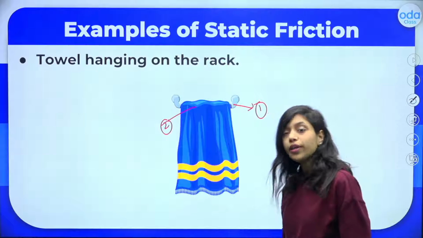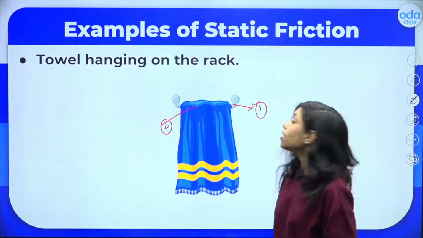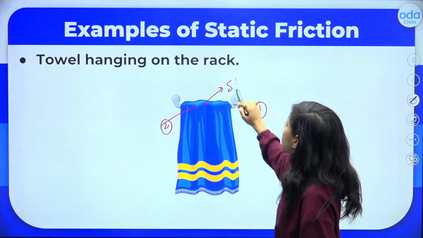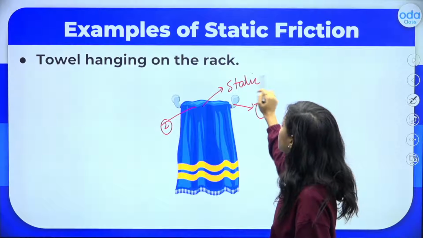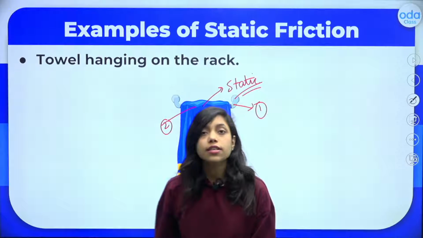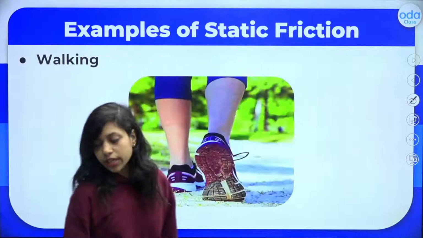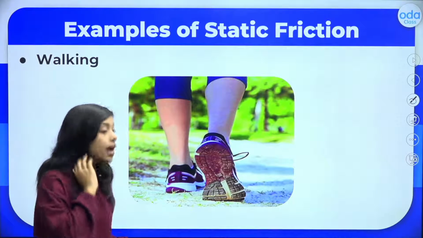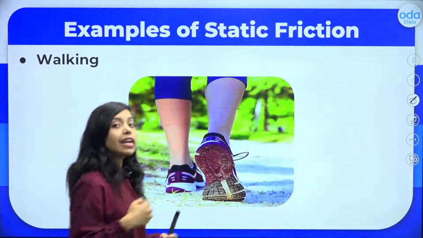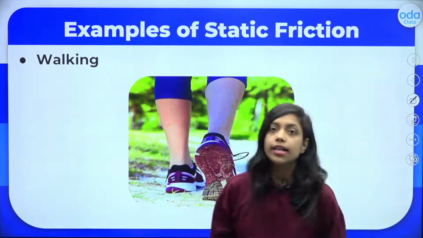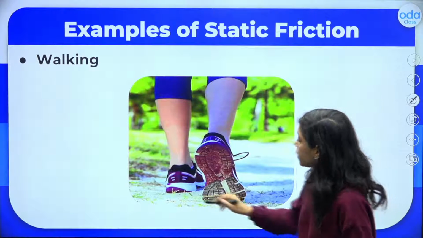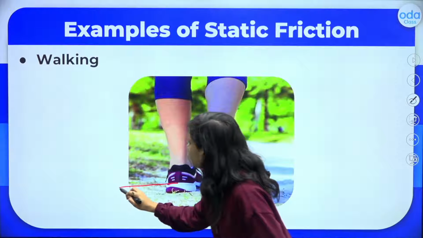Both are not moving, but there is a contact between two surfaces. So hence here we have static friction. So static means both the objects or both the surfaces should be at rest. Not only that, walking. Now you might be asking, ma'am, while walking we are actually moving, we are not at rest, right? See, while walking what happens, just observe this foot, okay?